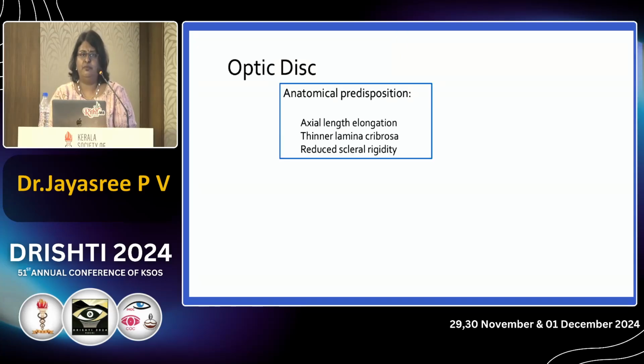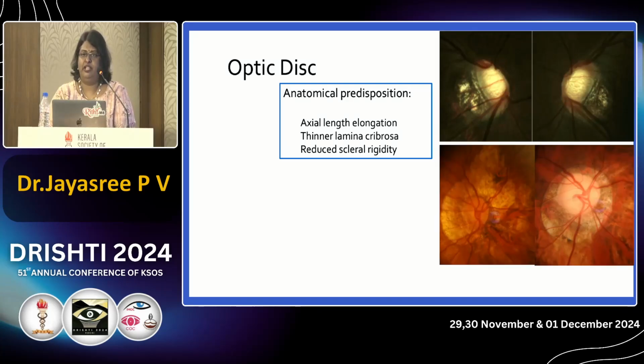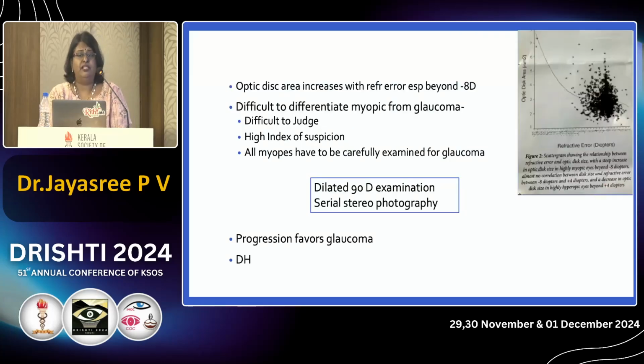Coming to the optic disc, all these problems of scleral thickening and axial length elongation are there, and with this you have to assess the optic disc. You can see n number of variations in optic disc presentation. Finding your normal CDR and normal ISNT is not going to happen in an optic disc with myopia. Presentations can include a larger disc, tilted disc, shallow cup, nasal insertion, peripapillary changes of all forms, gamma atrophy, beta atrophy. ISNT is never followed. You cannot see an RNFL defect because you have a severely tessellated background, and optic disc area increases with the refractive error of the patient. It is very difficult to judge.